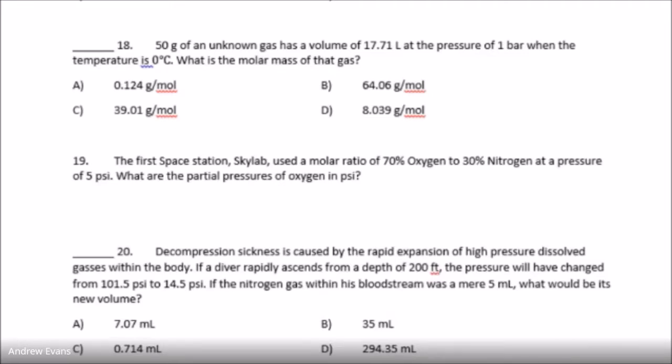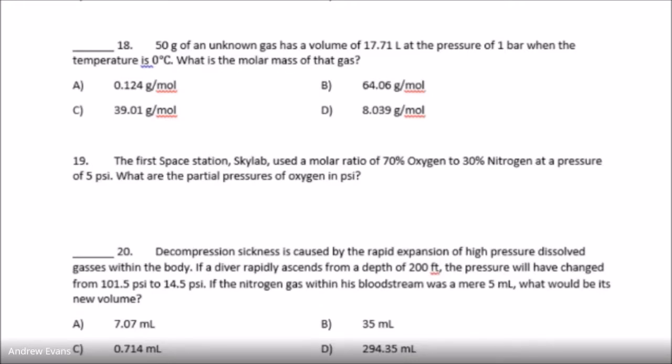Now, 19. This is Dalton's law of partial pressures. It seems difficult, but once you know what you're doing, it's really not that hard. The first space station, Skylab, used a molar ratio of 70% oxygen and 30% nitrogen at a pressure of 5 psi. What is the partial pressure of oxygen in psi? So, say the total pressure of 5 psi is made up of some percentage of oxygen and some percentage of nitrogen. The total pressures of those two add up to 5.